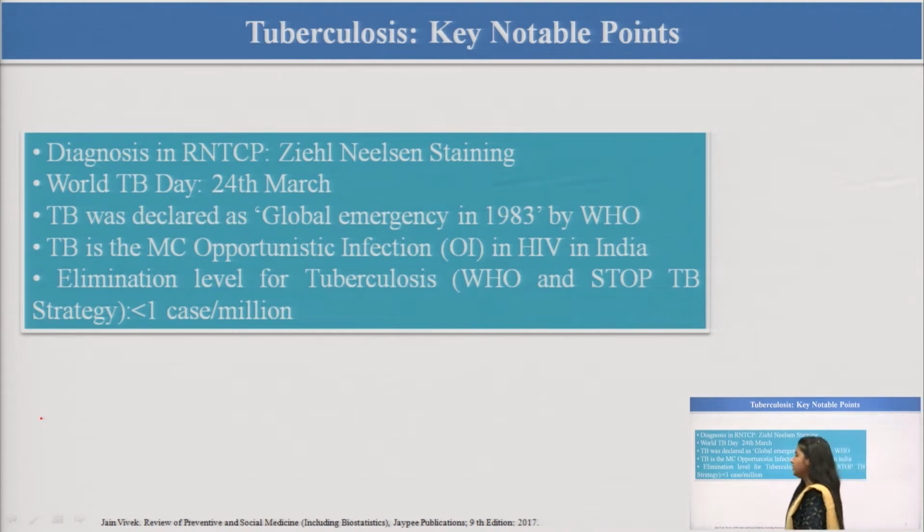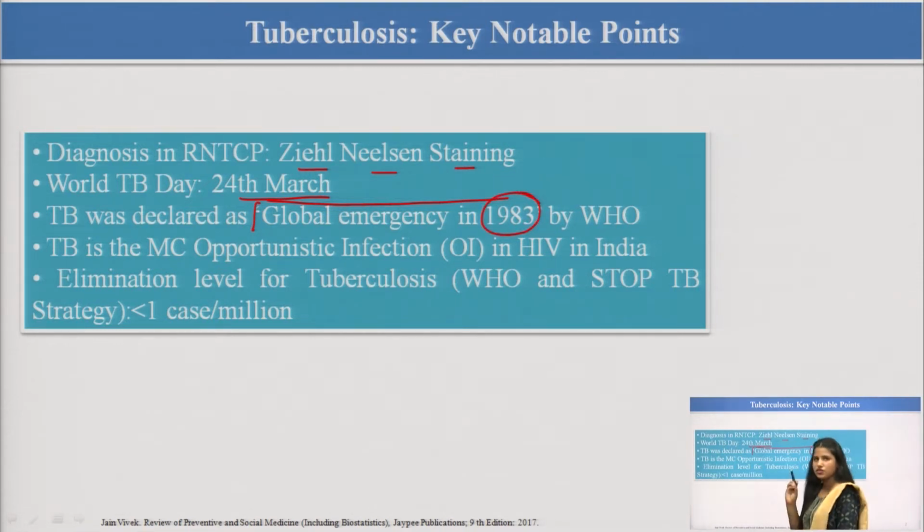Diagnosis in the Revised National Tuberculosis Program. We will discuss what the Revised National Tuberculosis Program is. The diagnostic test used for the confirmation of TB is Ziehl-Neelsen staining. We recognize World TB Day on 24th March. TB was declared a global emergency in 1983 by the World Health Organization.